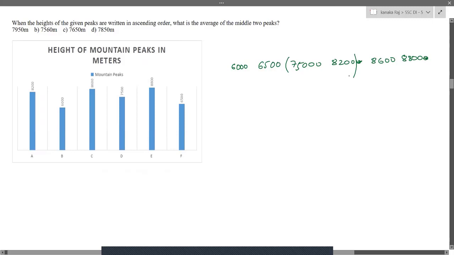Now we need to find the average of these two. So if I add both of these, what do I get? 7 plus 8 gives me 15,000. 15,500 plus 200 gives me 15,700. So 15,700 divided by 2 gives me my final answer. What is it? 7,850 will be my final answer.